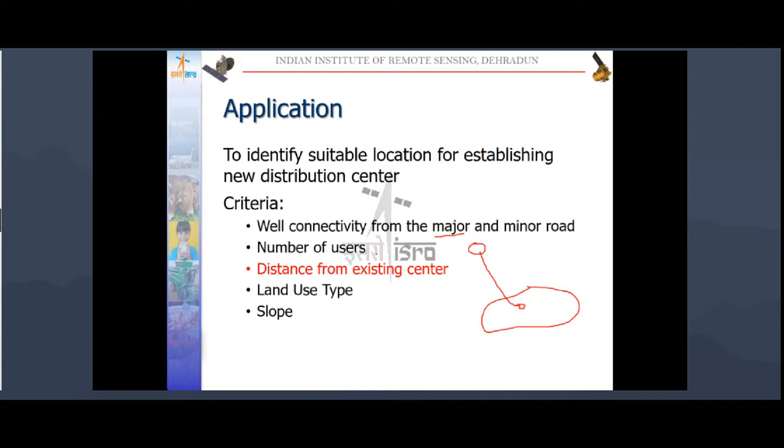Another one is the number of users. It should not be a location where you have established your distribution center but the number of users is very low. Then you will not be able to make the expected profit. So there you don't have to establish the center.